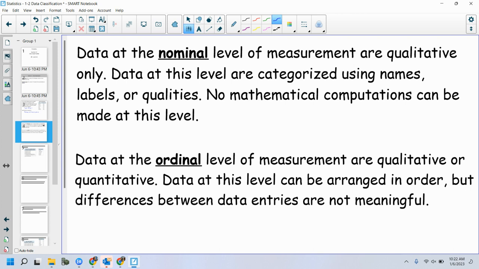Data at this level can be arranged in order, but differences between the data entries are not meaningful. So in that case, I'm trying to think of what that basically means. Think about it as like English minus math. That doesn't mean anything, right? The differences there, the subtraction of the two, differences meaning subtraction, between the data entries are not really meaningful.